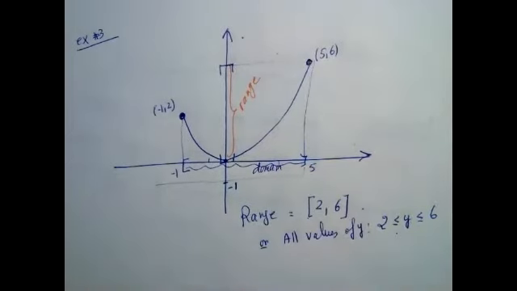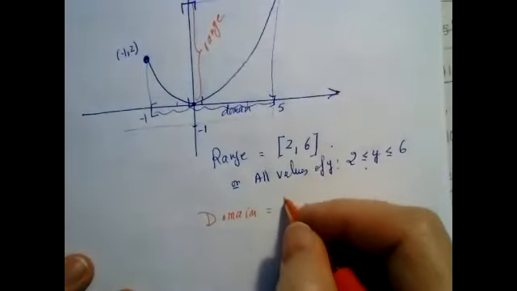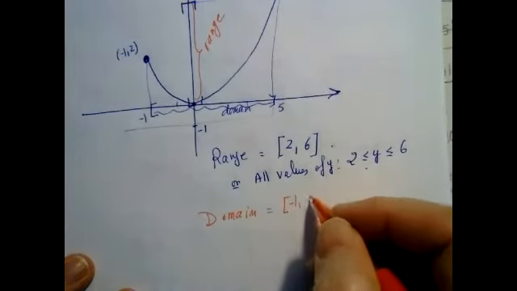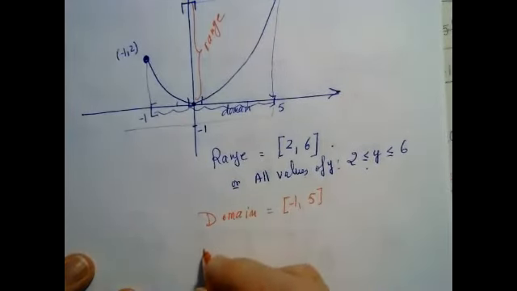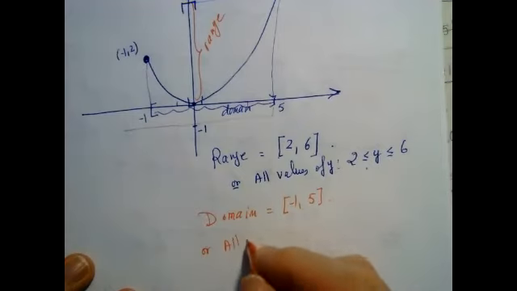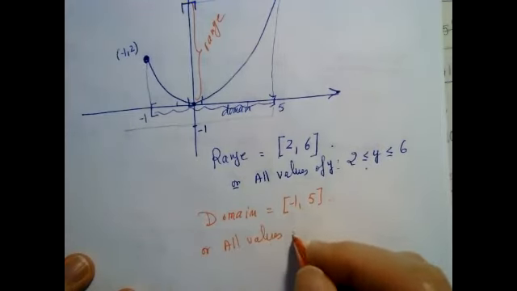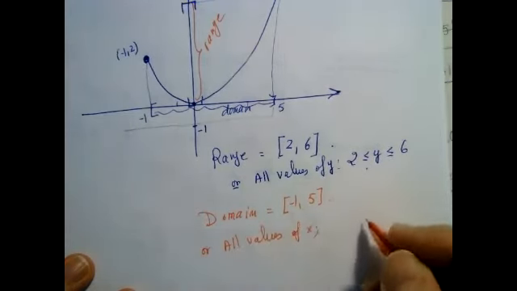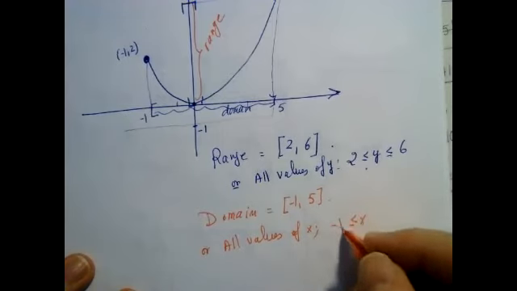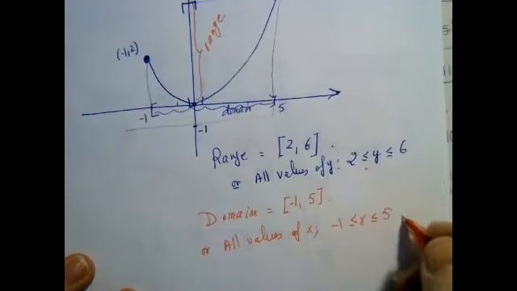For the domain, I'll write in a different color. It is from -1 included to 5. It means all the x values such that x is between -1 and 5.